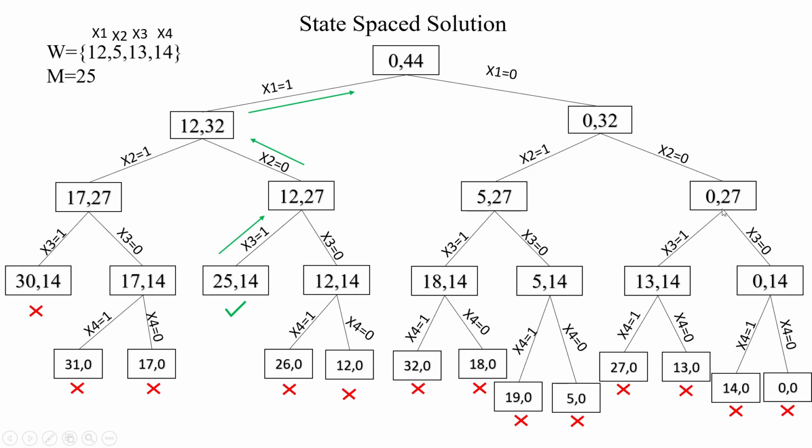By including the third weight, which is 13, 0 plus 13 will be 13 and 27 minus 13 would be 14. From this node we will check by including the fourth weight, which is 14. And 13 plus 14 is 27 and 14 will be removed from this and it will be 0. Now it is 27 and 0. Here we can see that 27 is exceeding the actual sum which we want.